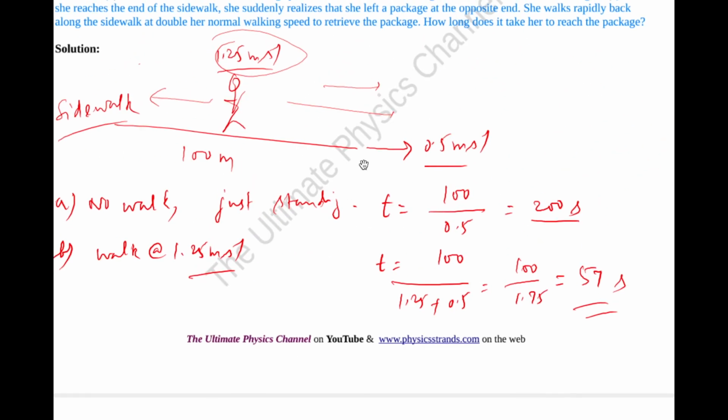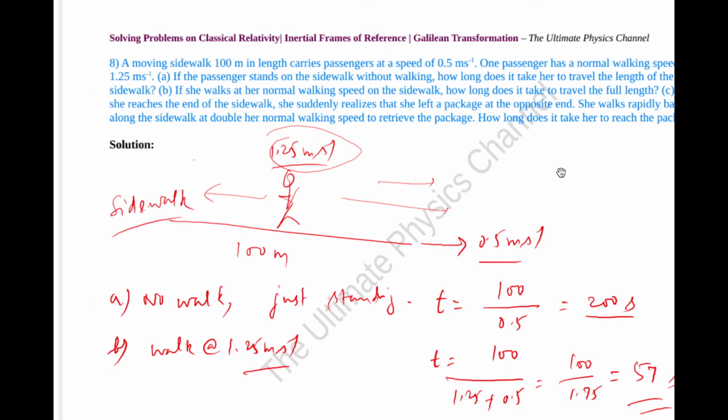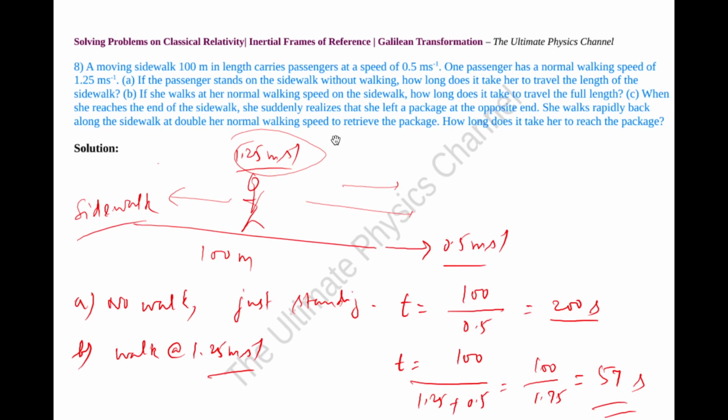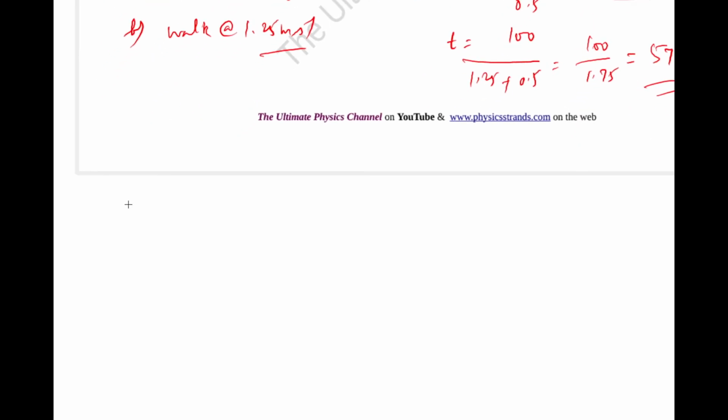And what is the third part? The third part is C. When she reaches the end of the sidewalk, she suddenly realizes that she left a package at the opposite end. She walks rapidly back along the sidewalk at double her normal walking speed to retrieve the package. How long does it take to reach the package? So now she forgot something at the starting point, so she comes back to take it and she walks back at twice the speed in return.